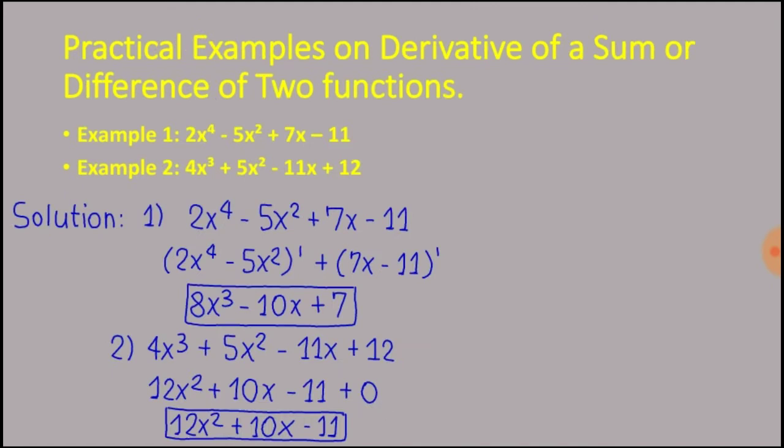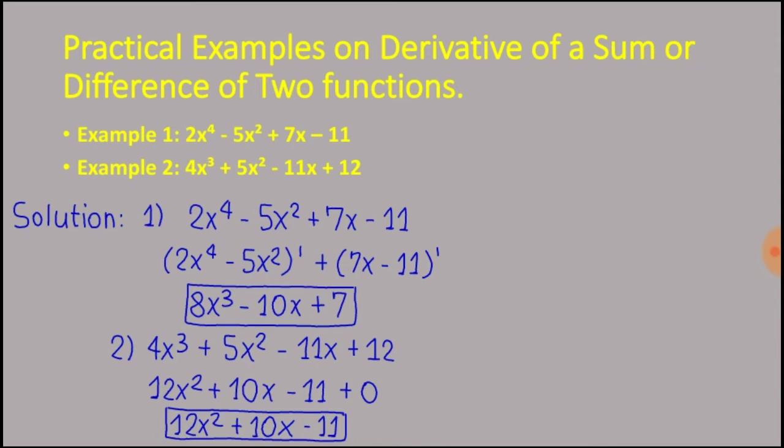Here are practical examples on the derivative of the sum or difference of two functions. For example, 2x to the power 4 minus 5x squared plus 7x minus 11. And the second example, 4x cubed plus 5x squared minus 11x plus 12. What shall we do first? Let's take 2x to the power of 4 minus 5x squared, and divide it by the terms, and find the derivative.